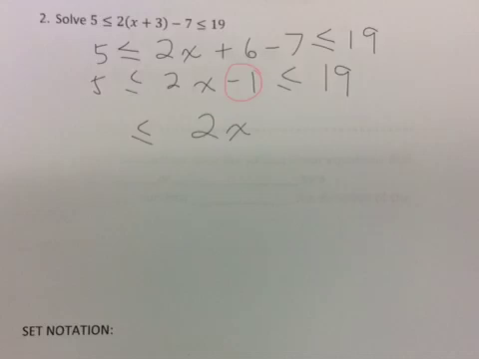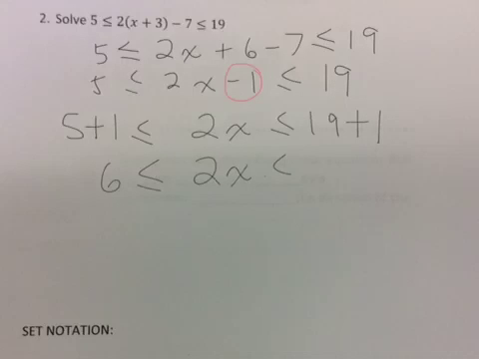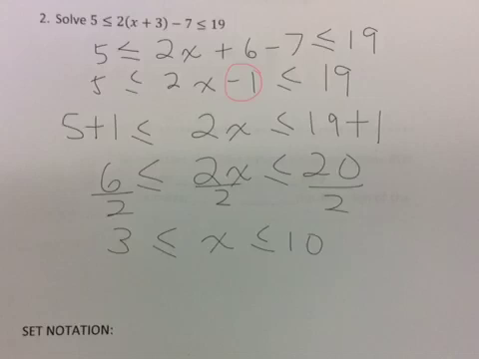So this is now going to be 2x. If I'm moving a negative 1, it becomes a positive 1. And I'm going to do the same thing to the other side. So this will be 5 plus 1. So this is 6, this is 2x, and this is 20. Okay? And we're dividing each side by 2 to get x on its own. Okay? We don't need to worry about changing the direction of the inequality because it's a positive coefficient. So now we have 3, and this is 10. Okay?